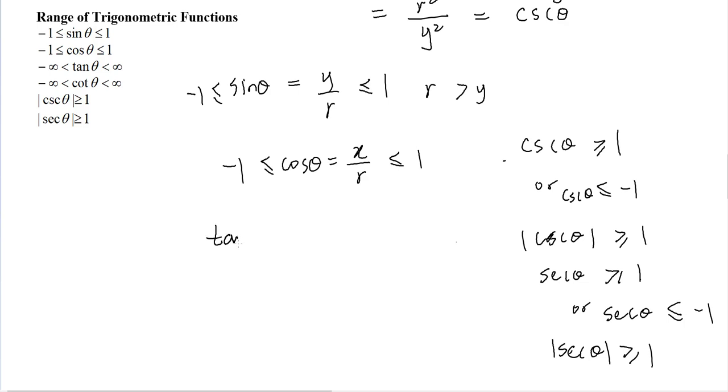Now tangent theta is y over x. So y can grow really big while x can remain small. Because of that, there is no limit on the size of y over x. So that's why tangent and cotangent theta range from -infinity to +infinity.